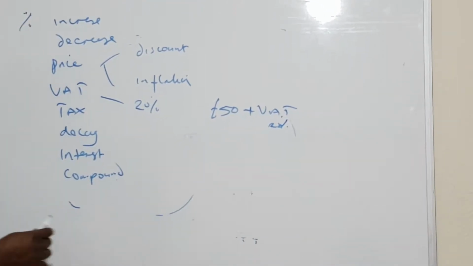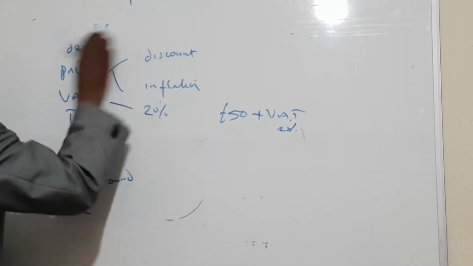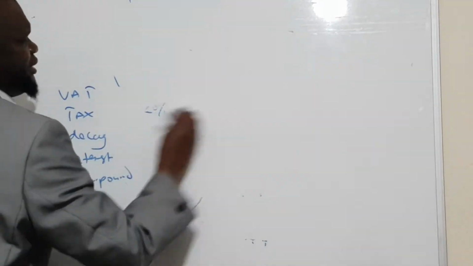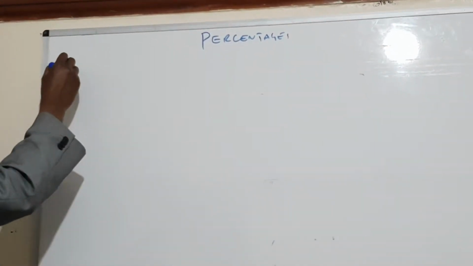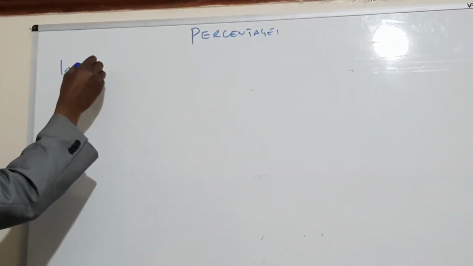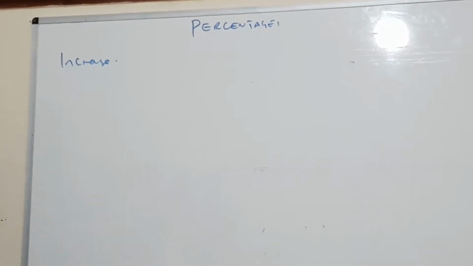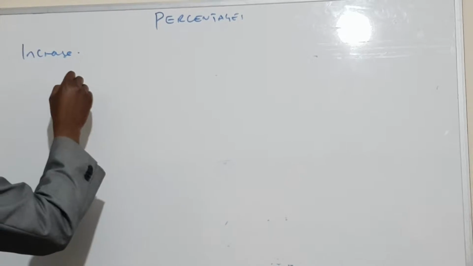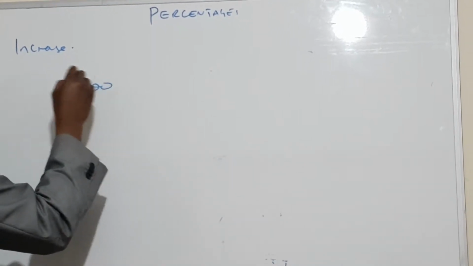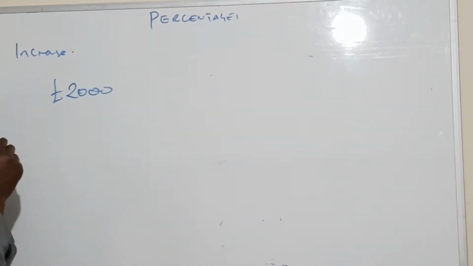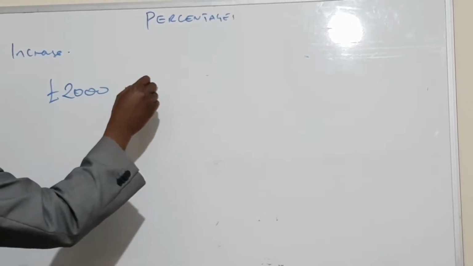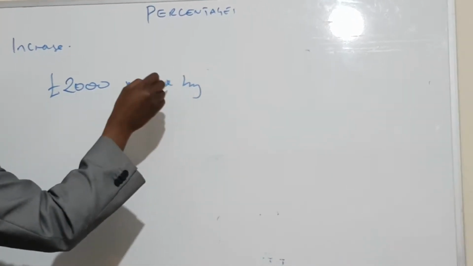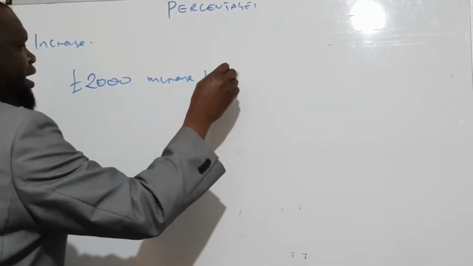So now, increase and decrease in percentages. So basically we are doing percentage increase first. Let's say they tell you that the price of a car is £2,000, but it's increased by, be careful of this word, by 12%.